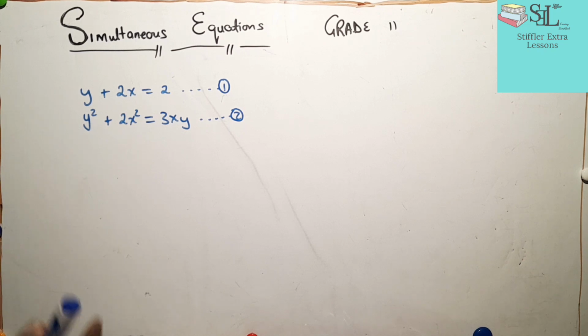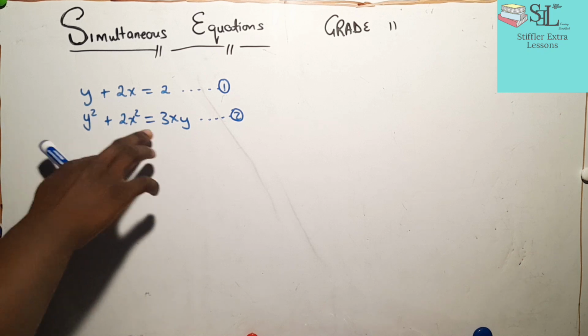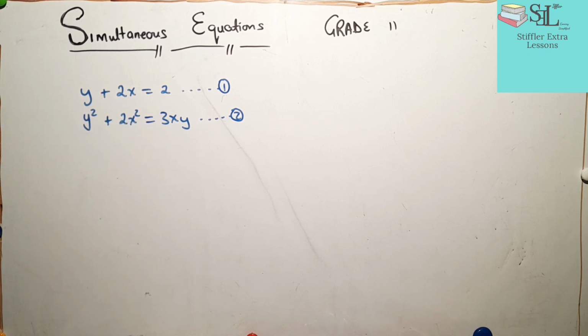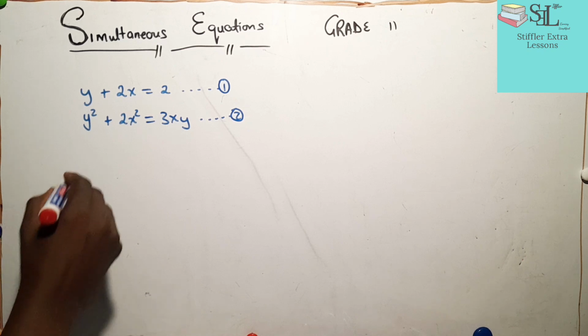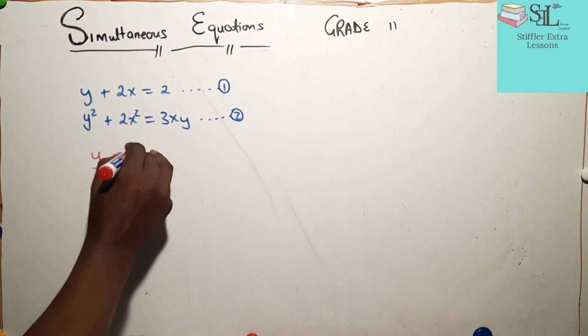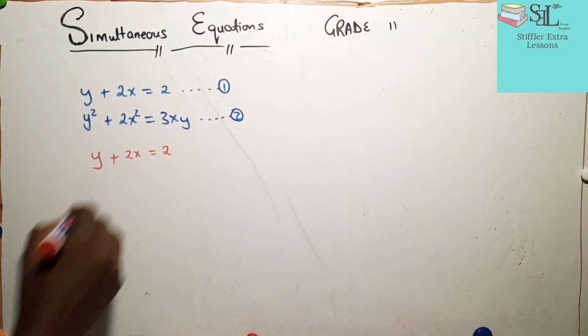So the simplest way to solve simultaneous equations is to first pick the equation that is more simple, the equation that is not having squares. You can see that equation number 2 is having squares. So you might want to pick an equation that is not squared, just like the first one there. So you take your first equation and write it down: y plus 2x is equal to 2.